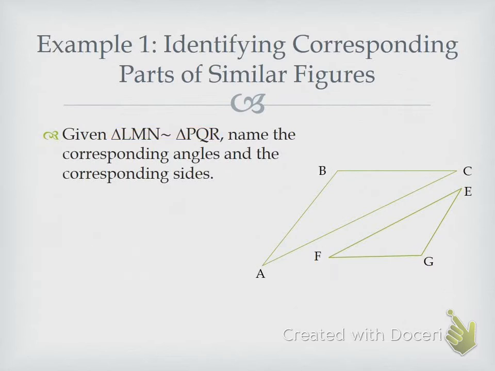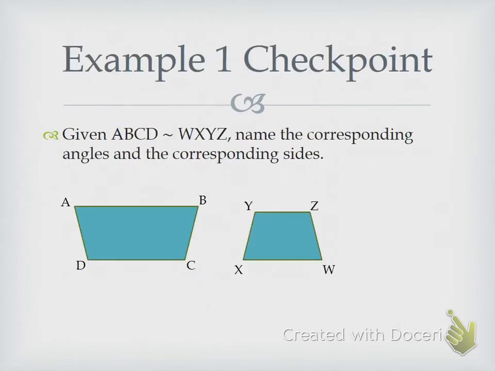All right, so now let's look at corresponding angles and sides with the quadrilateral. So now I'm going to have 4 pairs. Why am I going to have 4 pairs and not 3? Because there's 4 angles and 4 sides. So now I have 4 pairs.